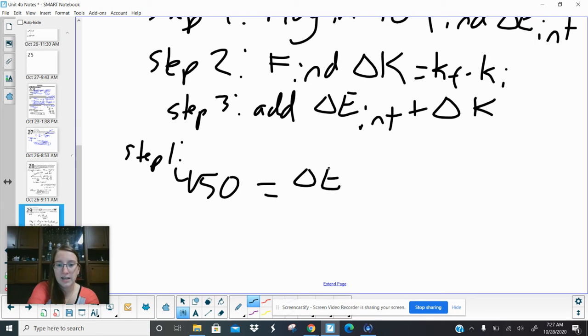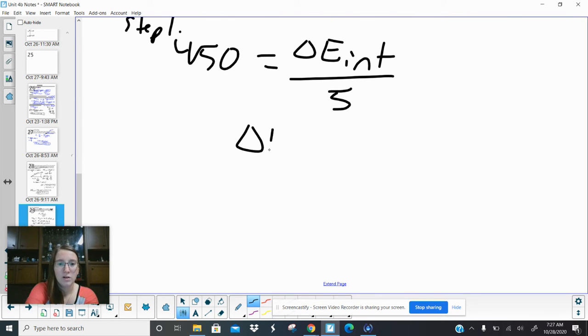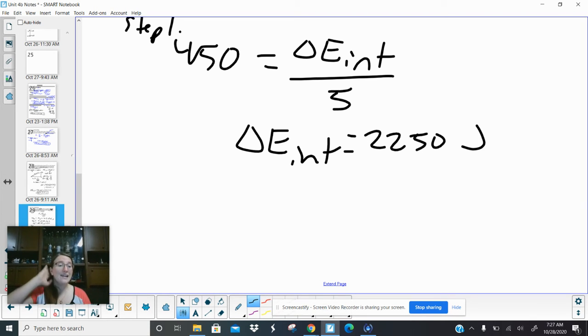Equals the energy that he's going to have to use divided by the time, which was 5. So all we got to do is multiply that 5 over. We get change in E internal. Let's see, it's 2,000 plus 250. Is that right? Yeah. So this is how much energy, if we didn't have to worry about an increase in speed, that's how much energy this guy would have to use. Not a ton.